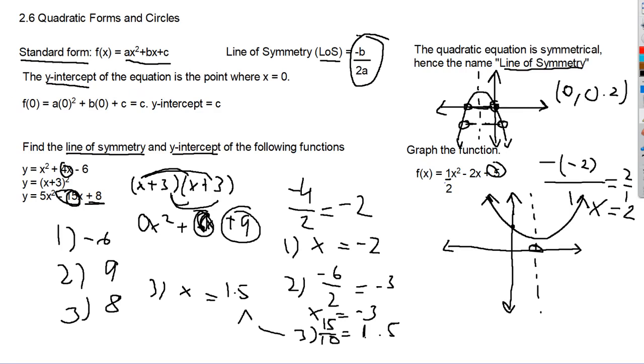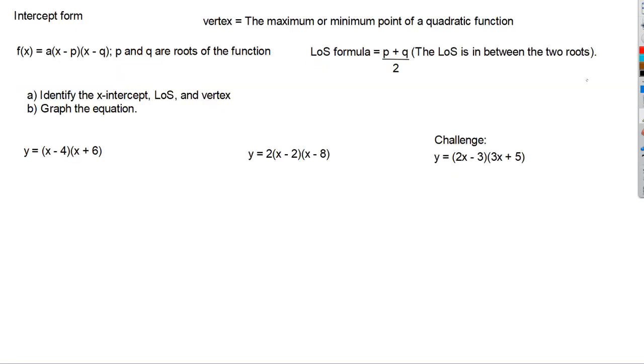Next, we have intercept form. The intercept form is a times x minus p times x minus q, or just x minus whatever number times x minus whatever number, and there's never a plus or minus outside of the parentheses. x minus p, x minus q. And we're going to learn a new word that's called vertex, right? And the line of symmetry formula for this is p plus q over 2.